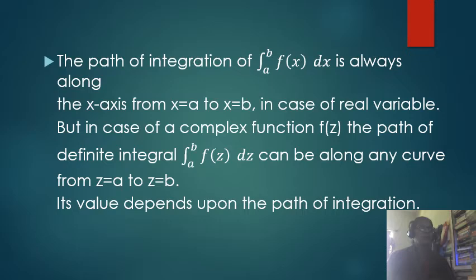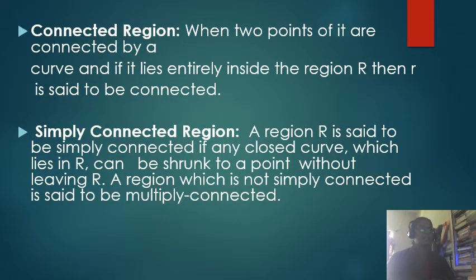The path of integration, normally integral a to b f of x dx, is always along the x-axis from x equal to a to x equal to b in the case of a real variable. But in the case of a complex function f of z, the path of the definite integral a to b f of z dz can be along any curve from z equal to a to z equal to b. Its value depends upon the path of the integration.